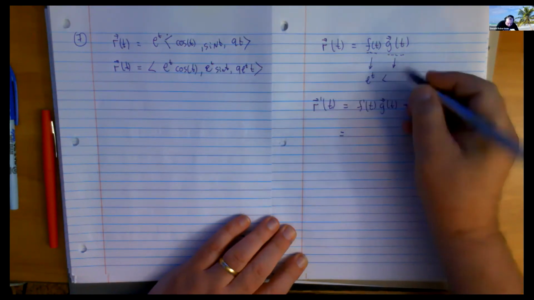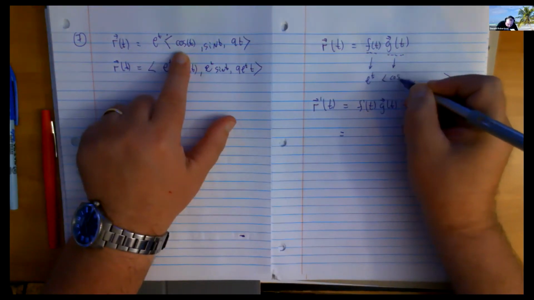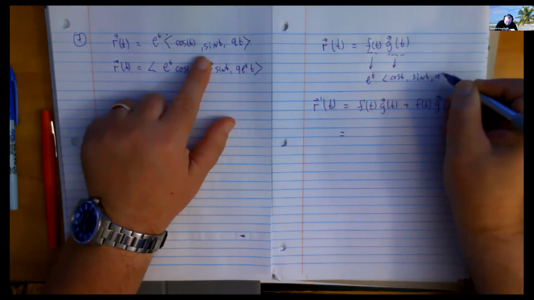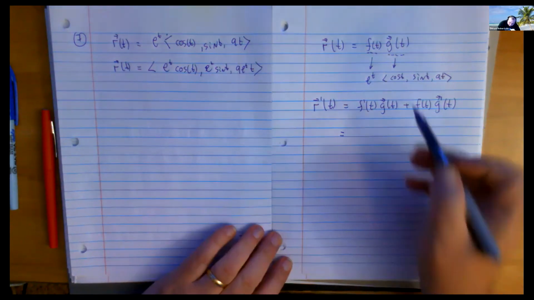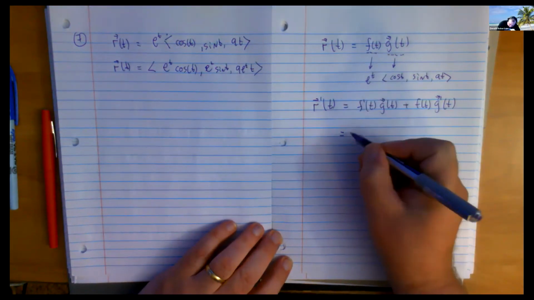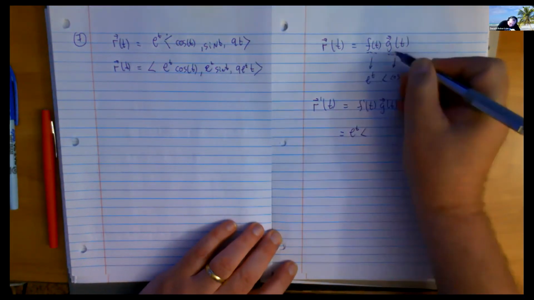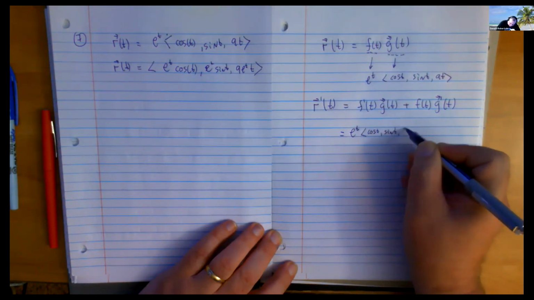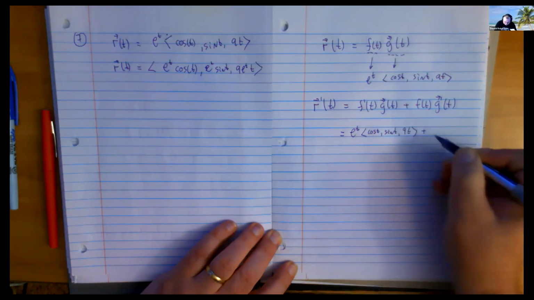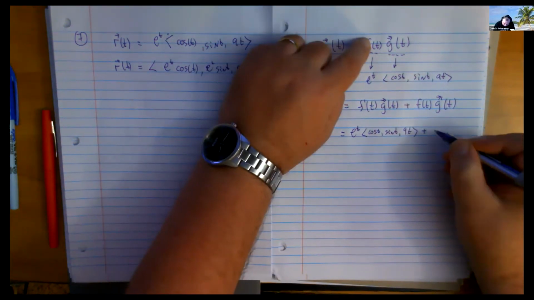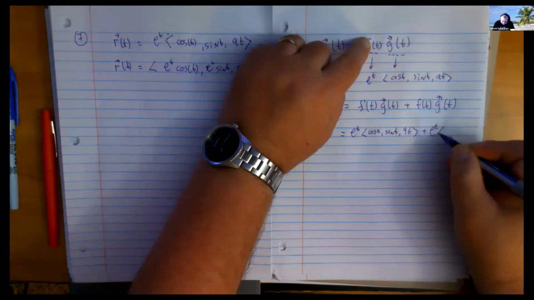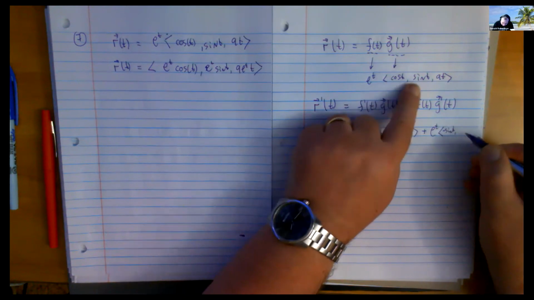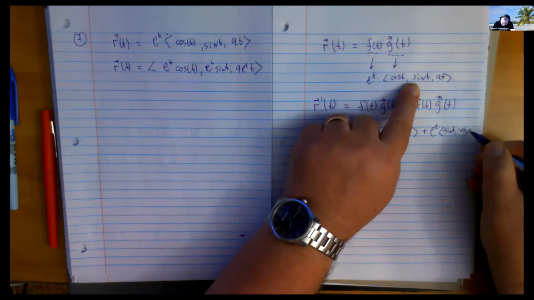This is e to the t. This guy here, the one I'm calling g of t, is just cosine t, sine t, and 9t. Now, let's see how it works. If you differentiate this guy, you just get e to the t. If you leave this fella alone, you get cosine t, sine t, 9t. Plus, if you leave this guy alone, you still get e to the t. And then you differentiate this guy, you get negative sine t, cosine t, and 9.